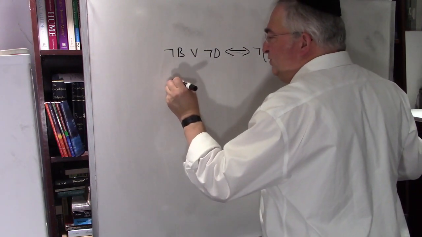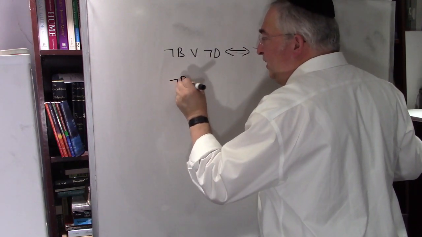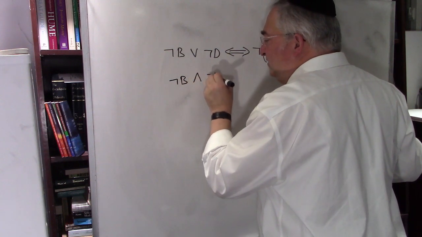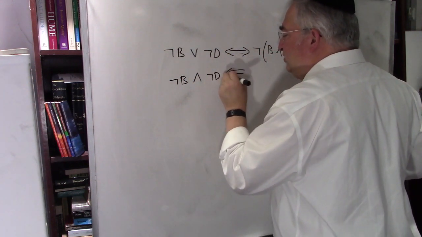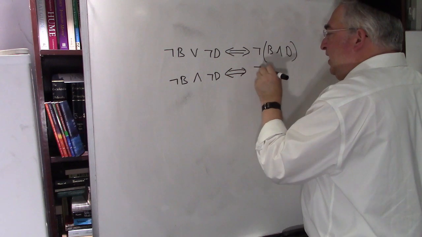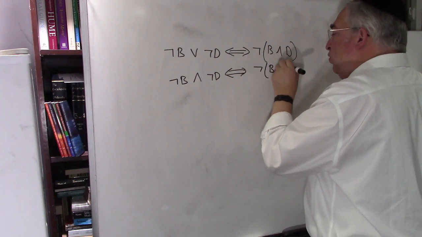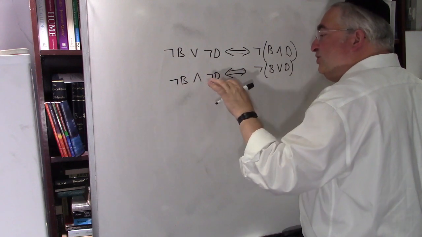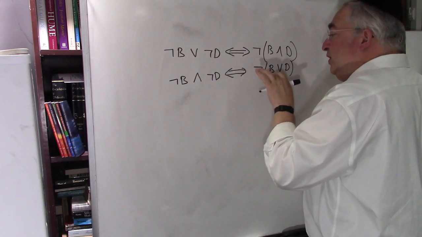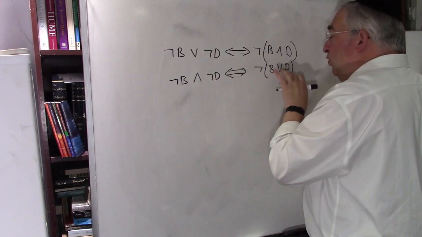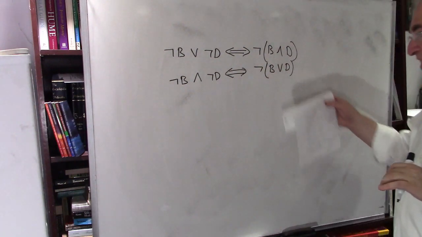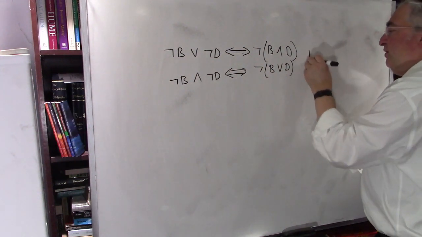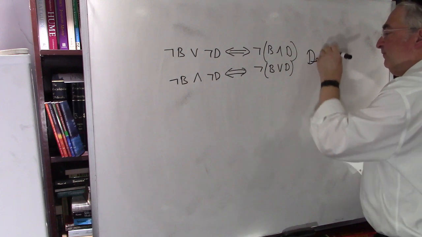You ready? Let's do another one. Not boy and not Democrat is logically equivalent to not (boy or Democrat). Let's go through that. If you're a girl and a Republican, that means you are not a boy or a Democrat. Guess the name of these rules. They're called De Morgan's Law.